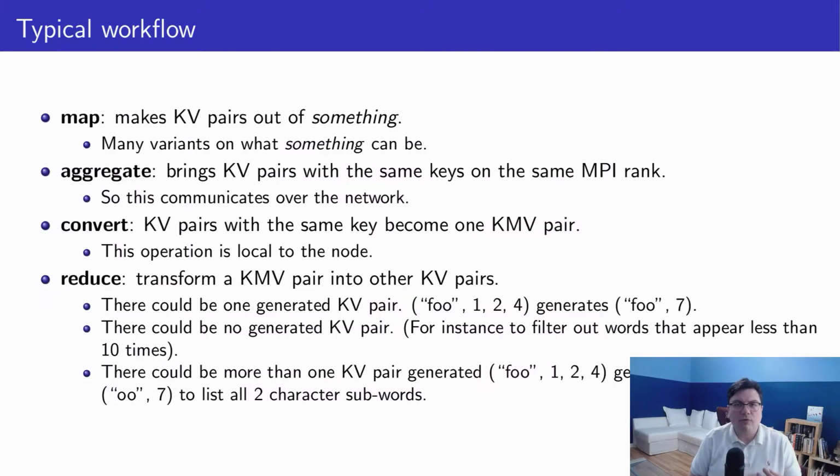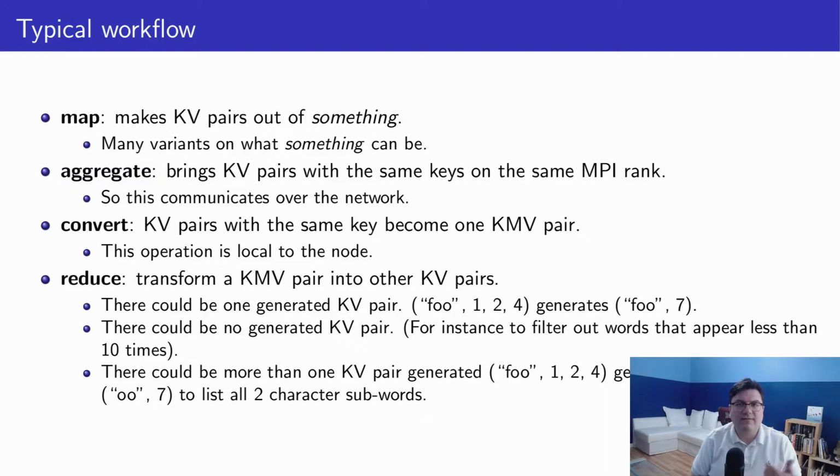The typical workflow of a MapReduceMPI application starts with the execution of a call to map. It creates map tasks and produces key-value pairs. The map tasks are parameterized out of numbers, files, or other key-value pairs. Eventually, the application calls aggregate, which redistributes the key-value pairs between the nodes of the distributed memory machine, so as to bring the key-value pairs with identical keys on a unique node.